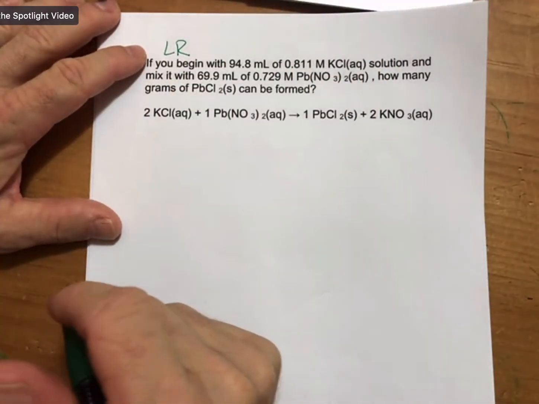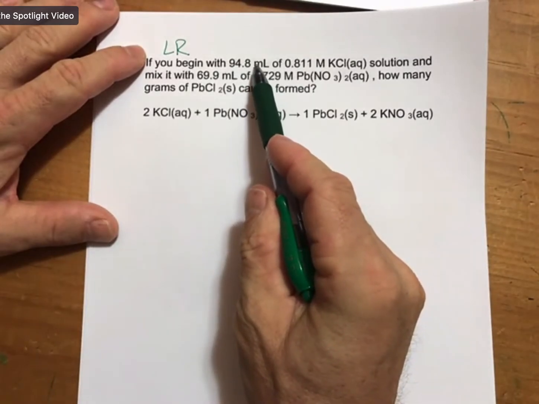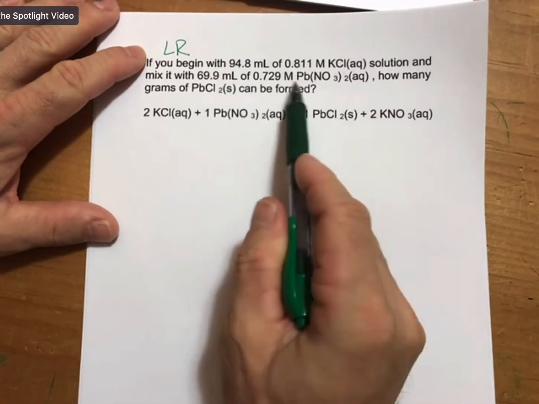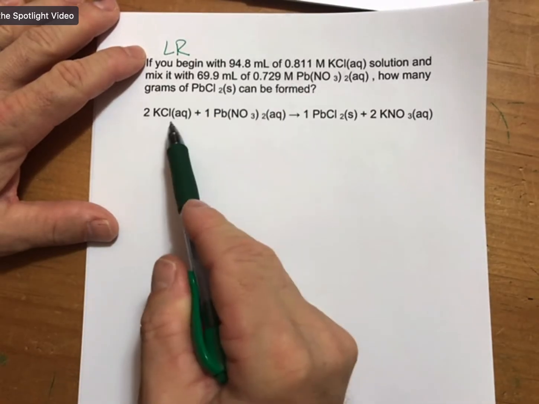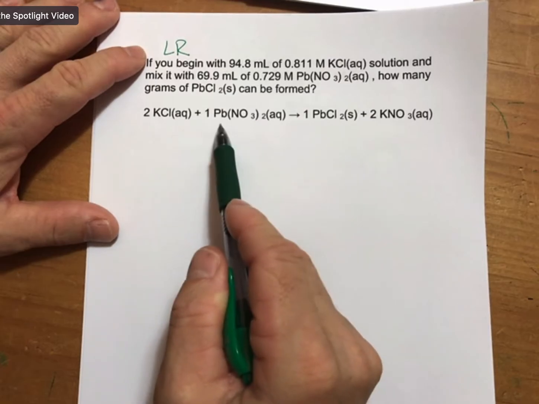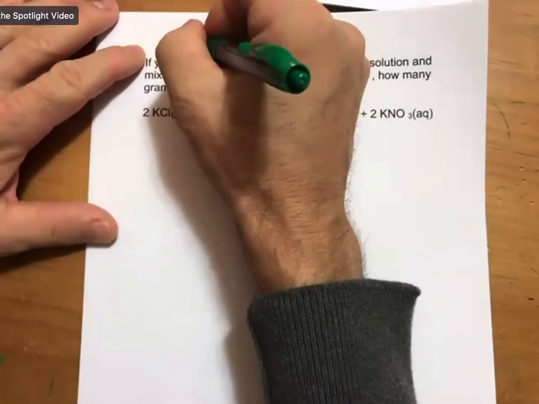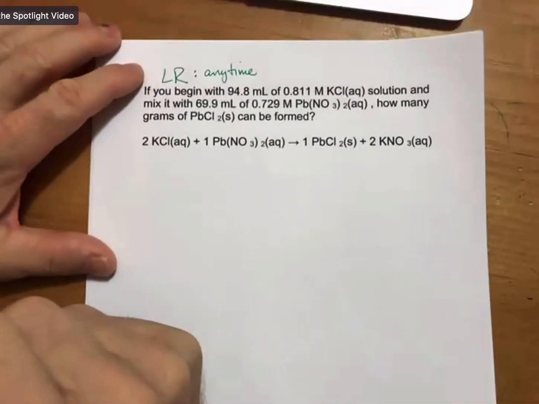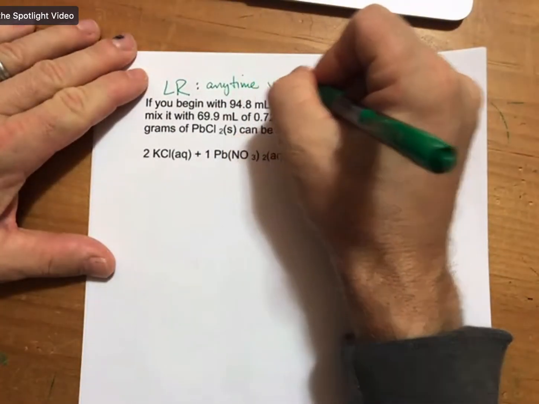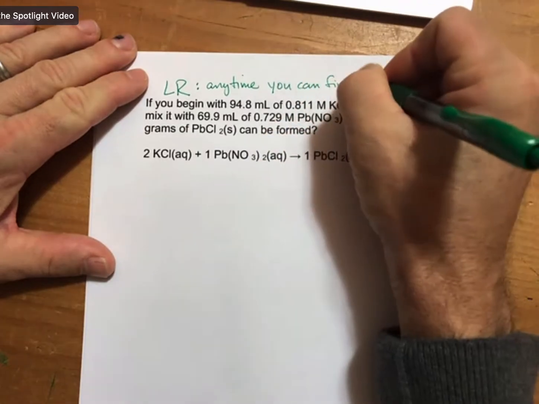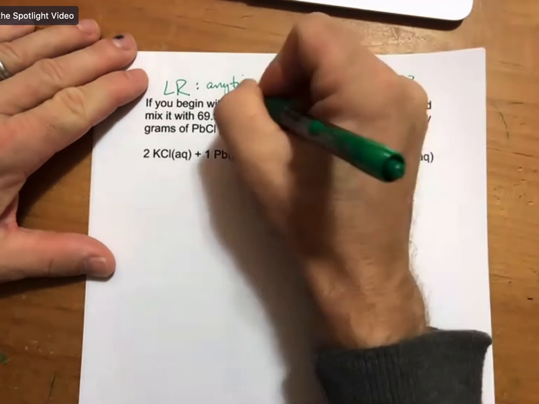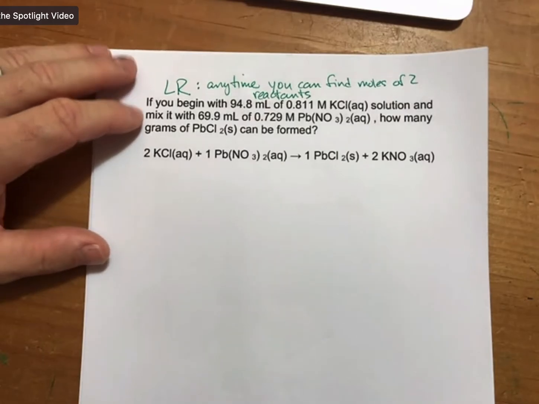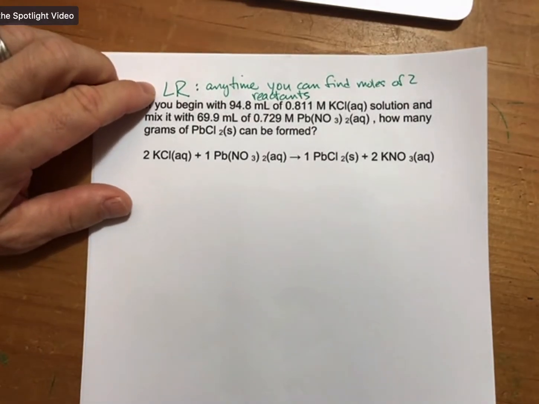And we know that it's a limiting reactant problem because if I take my volume and my molarity, I can find moles of potassium chloride. And I can do the same thing for my lead 2 nitrate. Anytime you can find moles of two reactants, it's a limiting reactant problem. And I'm just going to write that. Anytime you can find moles of two reactants, it is a limiting reactant problem.